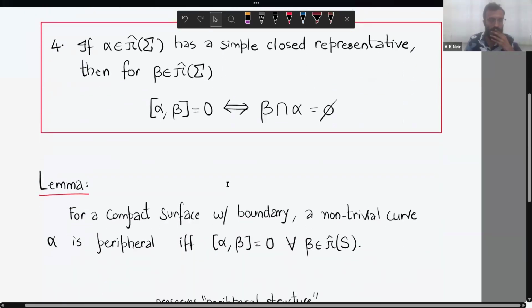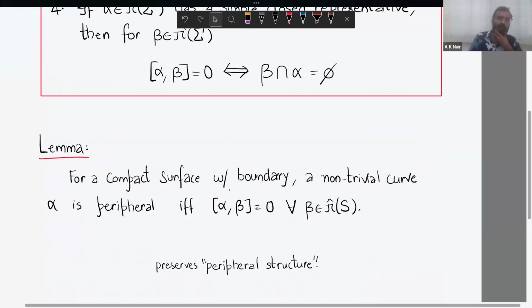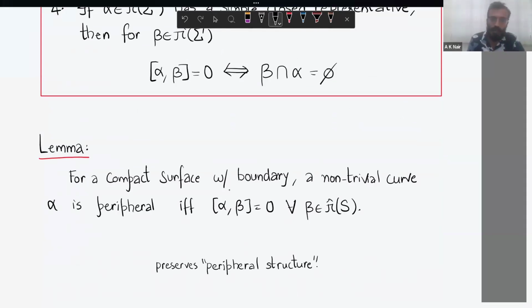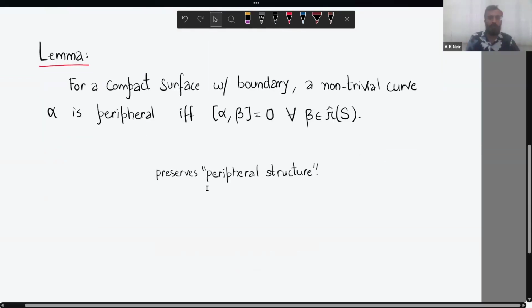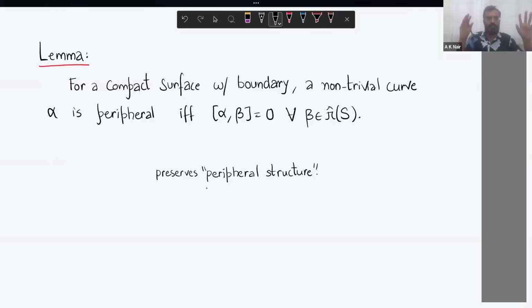So now an important lemma. For a compact surface with boundary, a non-trivial curve alpha is peripheral if and only if the Goldman bracket is 0 for every curve in the free homotopy class. So it in some sense preserves peripheral structure. That is what this says.